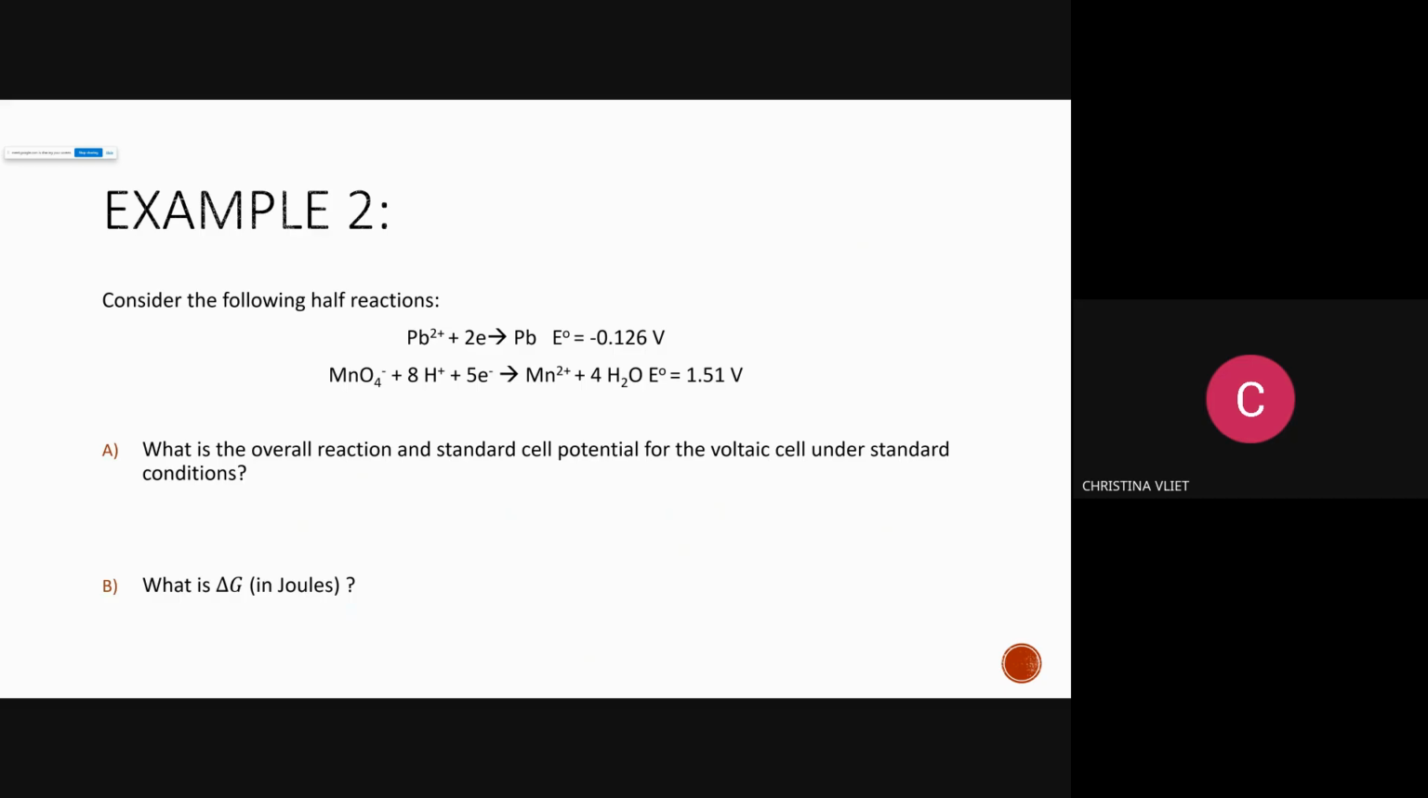You've got to figure out what's being oxidized. You've got to figure out what's being reduced. If you get it right, I'll get you a stamp.